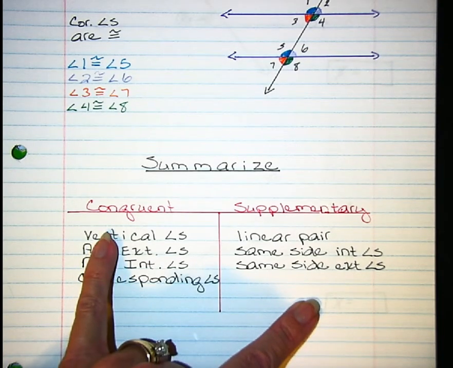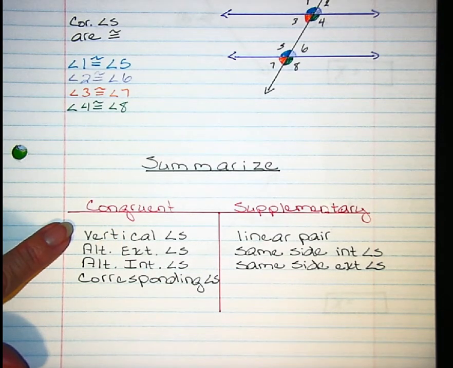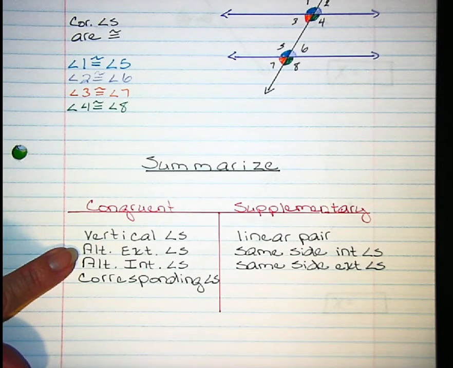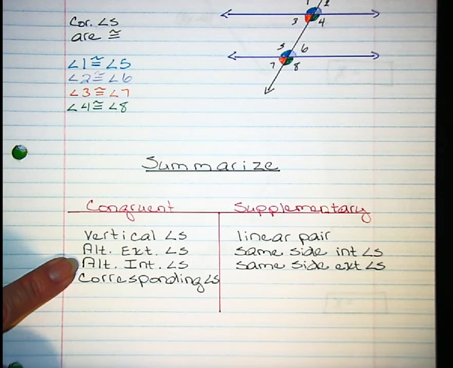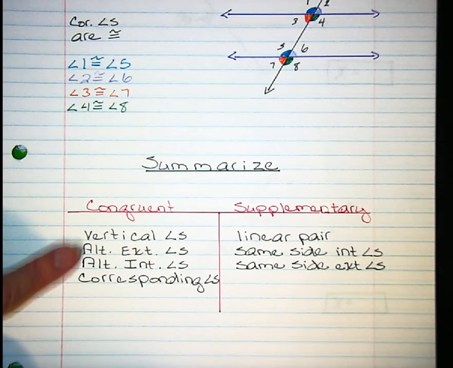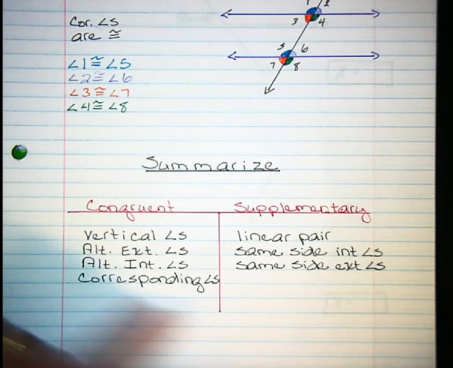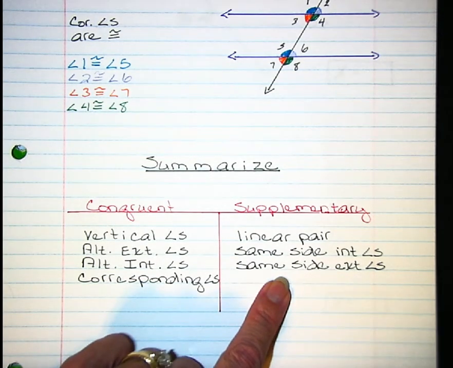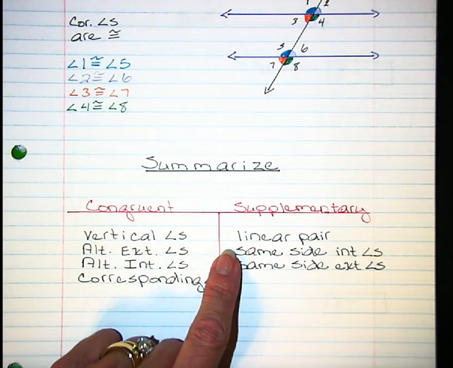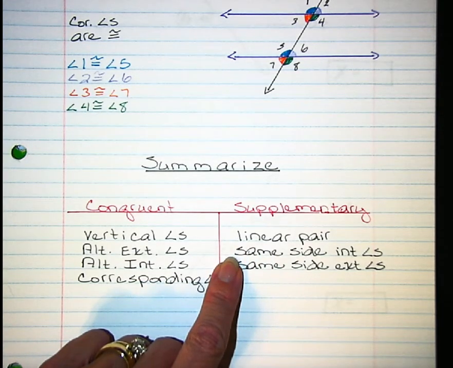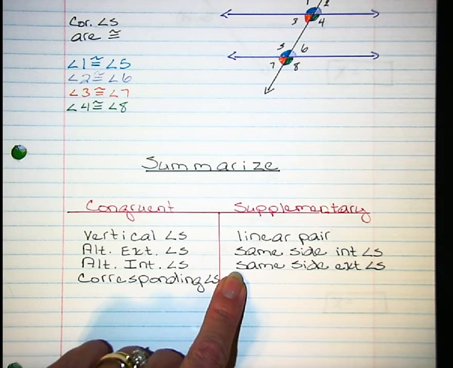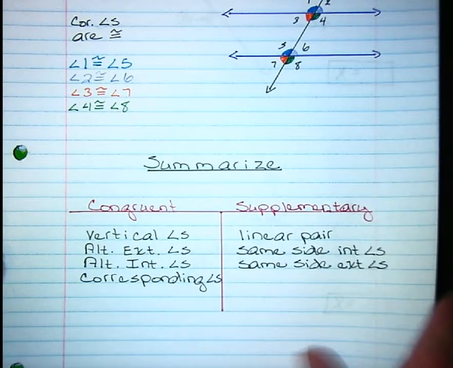So which ones are congruent? Vertical angles are congruent, alternate exterior angles, alternate interior angles, and corresponding angles. All four of these relationships are always congruent to each other. The ones that you need to make sure that you know are supplementary are your linear pairs, your same side interior angles, and your same side exterior angles. Okay, so let's look at a few problems.